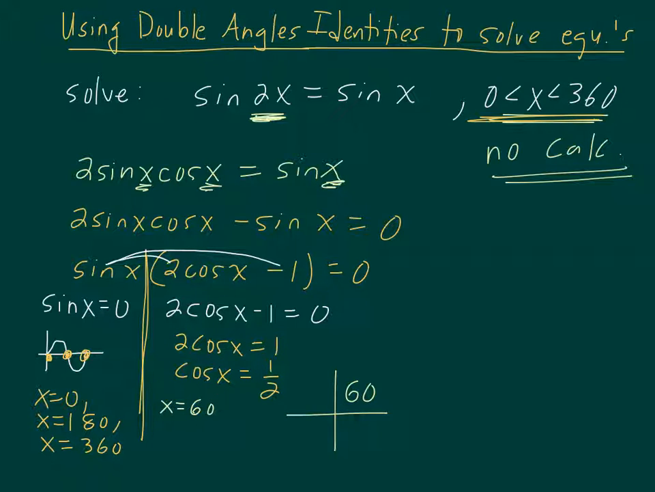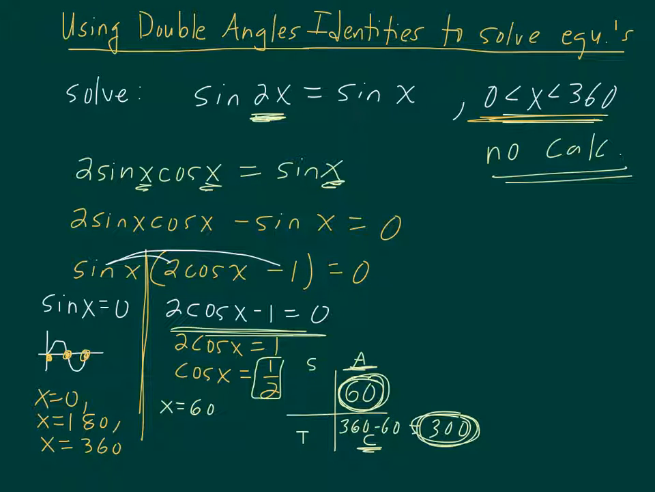That's our reference angle, and it goes in the first quadrant. Now notice this 1/2 is a positive number. So write out your A, S, T, C, and think about where cosine is positive. Well, it happens to be positive in the first quadrant and the fourth quadrant. These are the two quadrants where we want our angles. So in the fourth quadrant, we need to do 360 minus 60, and that's going to give us 300. So the two answers that come from this half of the problem are 60 and 300.